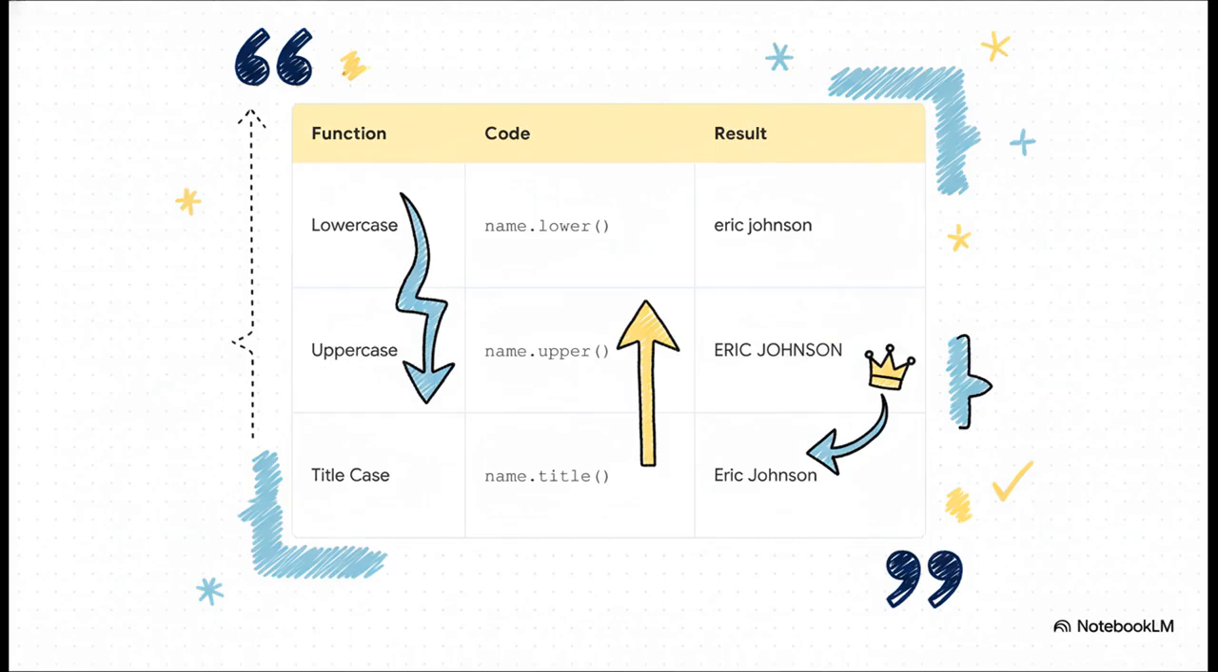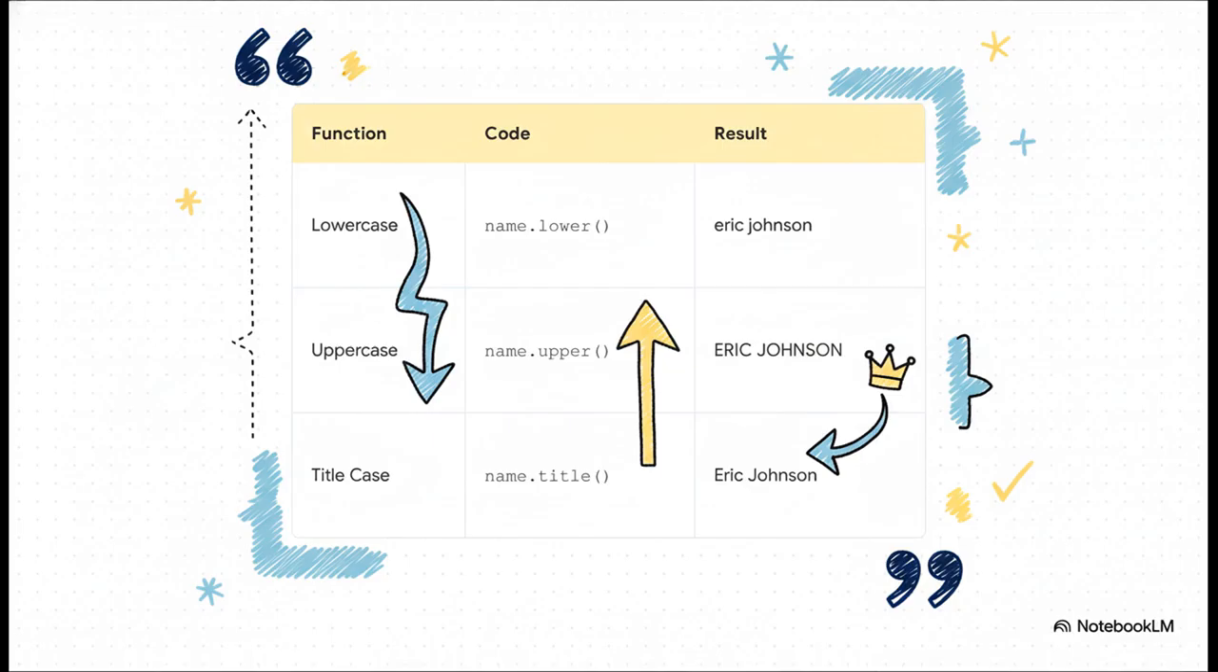Okay, now what's so cool about this is how ridiculously simple the fixes are. We do this using something called methods. Just think of them as built-in actions that our string variable already knows how to do. You just add a dot and the method name. So as you can see, dot lower makes everything lowercase. Dot upper makes everything all caps. And dot title, that gives us that perfect, clean capitalization for a name.